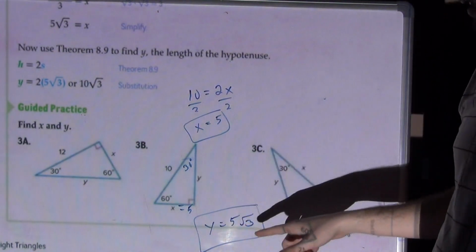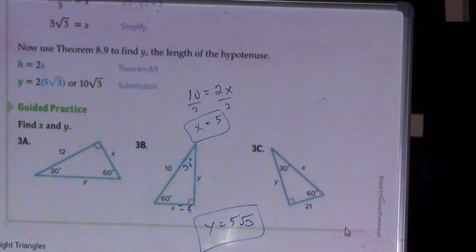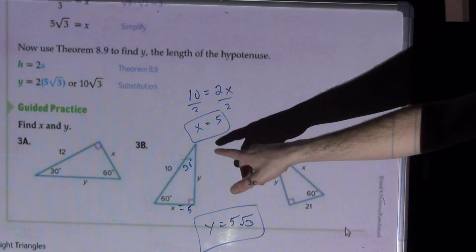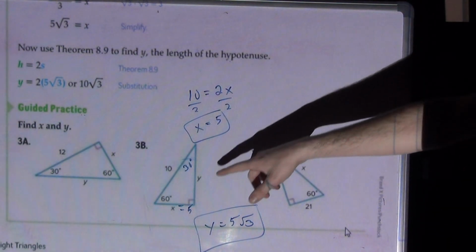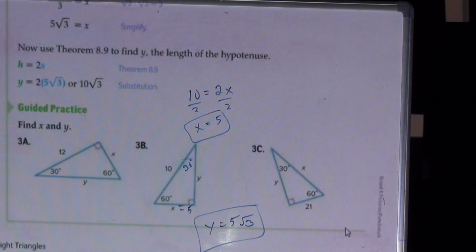Again, the side across from the 60 is the side across from the 30 times the square root of 3. 5 square root of 3. You can write the decimal if you want, but you don't have to, you can leave it like that. And then again, the side across from the 30 is 2 times that length though. So you say 10 is equal to 2 times whatever this side length is, which is 5.